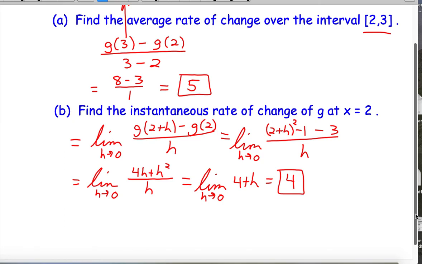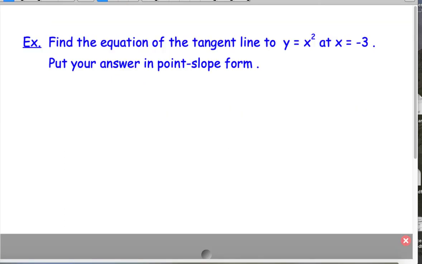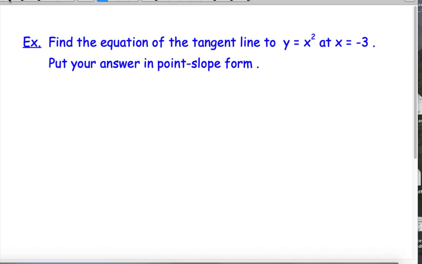Okay, so now you should be ready. We don't need to work through another example here. And the assignment is worksheet 1.